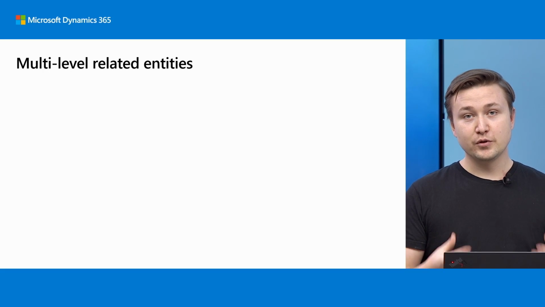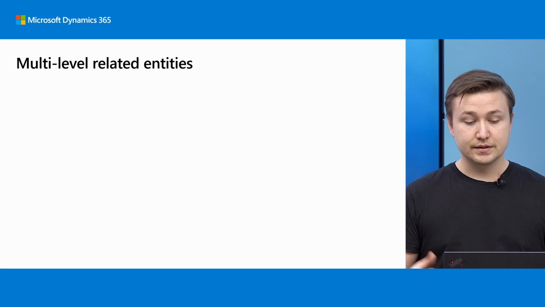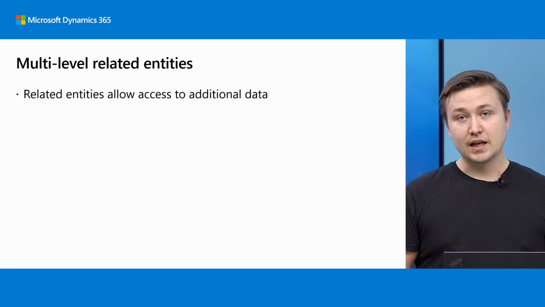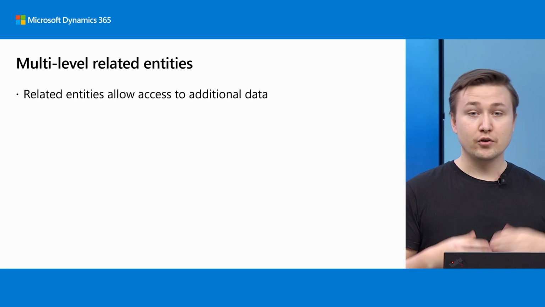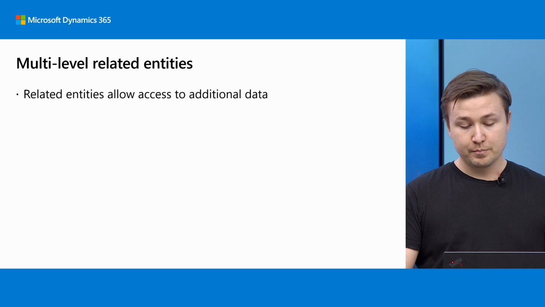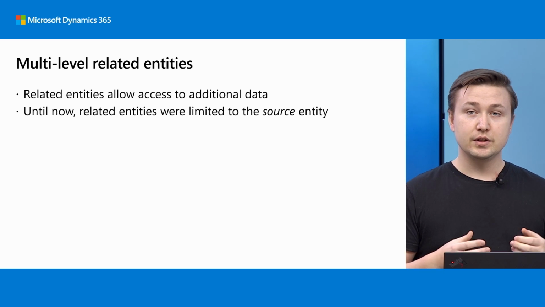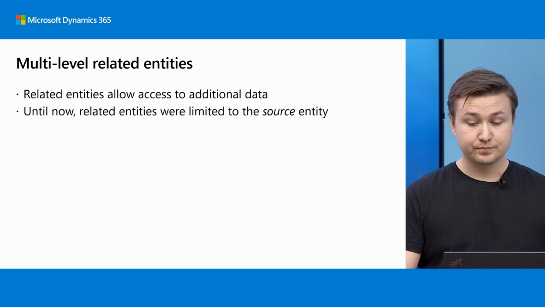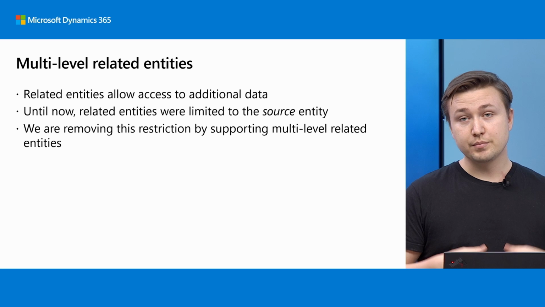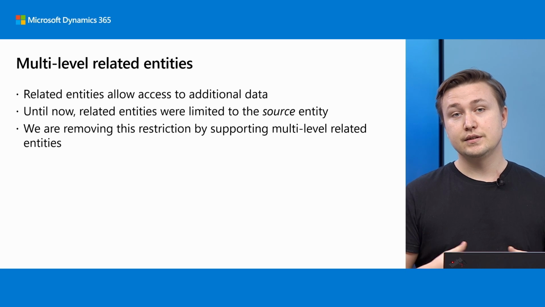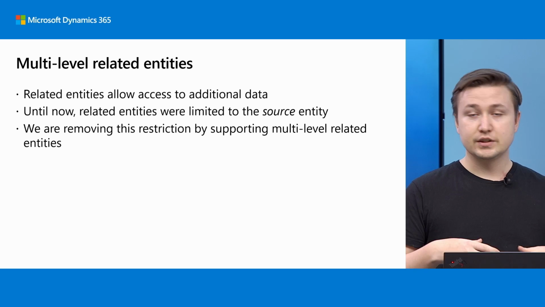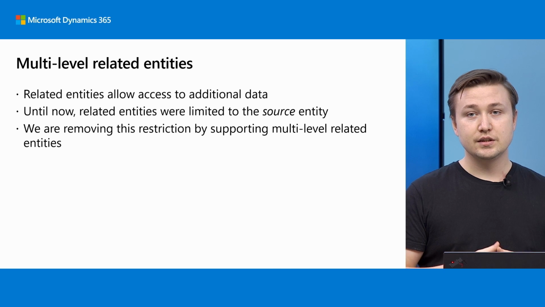So let's start with the first feature, multi-level related entities. Related entities allow you to access additional data beyond the source record. But until now, related entities were limited to only the source entity. Now we're removing this restriction by supporting multi-level related entities. So if you have, for example, a template for the contact entity, you could add the salesperson, and then you could keep on going from there. So let's see how that would work in Business Central.